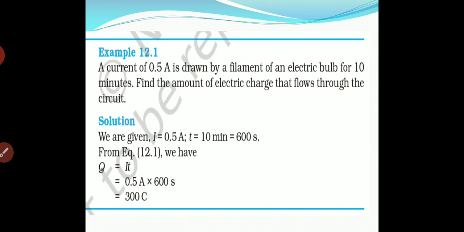So we have a value of I. From the data we can see that I is equal to 0.5 and T is 600 seconds. If we multiply it, we will get 300 coulomb. Why coulomb? Because charge has which unit? Coulomb. Current has ampere and time has second. So Q is equal to 300 coulomb, which is the unit of charge.